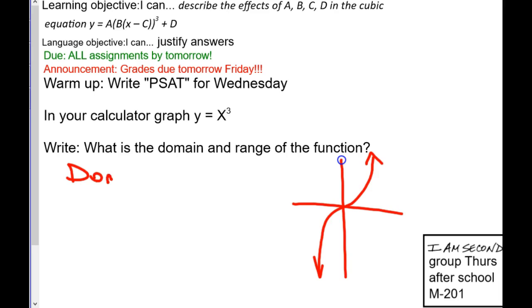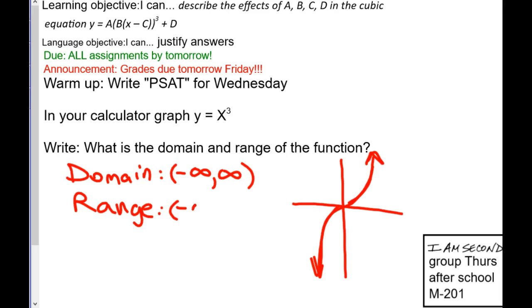Now, domain, does everyone see how it goes to the left forever? And it's going to go to the right forever. Okay, so the domain is negative infinity to positive infinity. And does everyone see how it goes down forever and up forever? So this range is also going to be negative infinity to positive infinity.